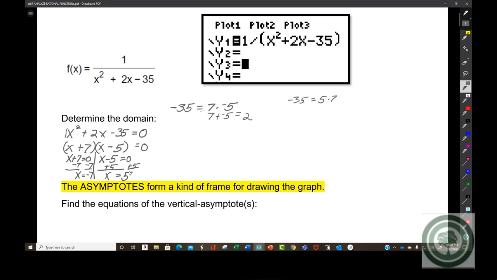Those are the two numbers we have to take out of the domain, because they'll make that denominator be a 0. We'll have 1 over 0, which explodes right in our faces. So x cannot equal negative 7, and x cannot equal 5. But it really is more like, since we're the mathematicians here, x cannot be allowed to equal negative 7, and x cannot be allowed to equal 5. We have to lock those two numbers out.